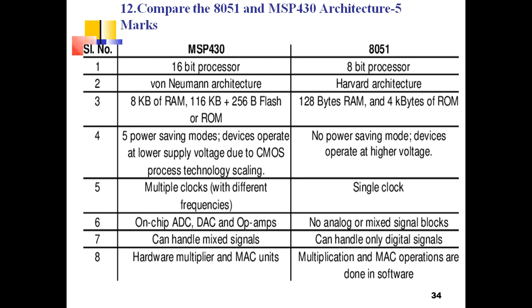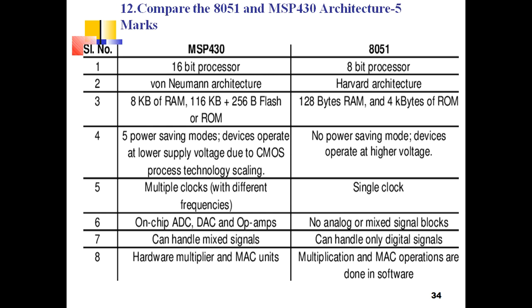And question number 12 is, what are the main differences between 8051 and MSP430 architecture. It's going to ask for 5 marks. Here MSP430 and 8051, you can see it here. On the MSP430 side it is 16 bit, 8051 is 8 bit. MSP430 is going to use a von Neumann architecture. In 8051 it has a Harvard architecture.